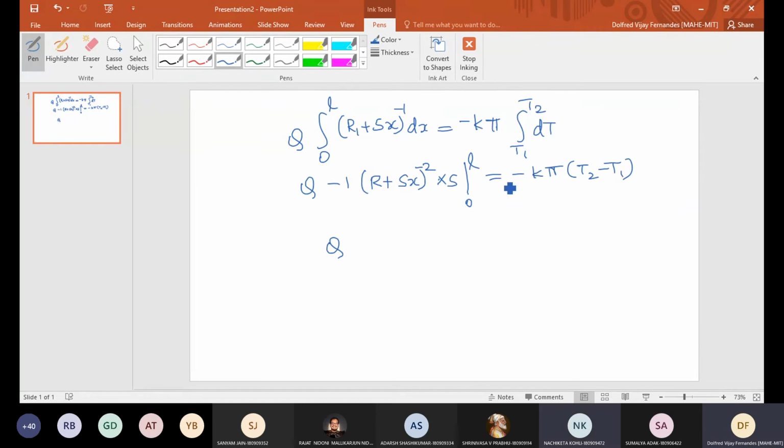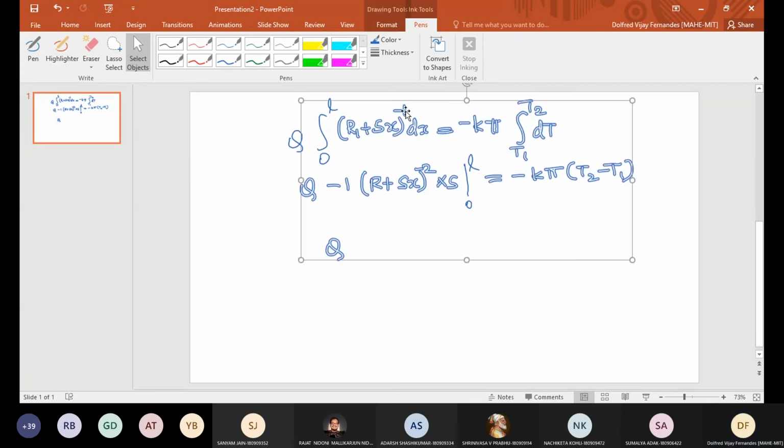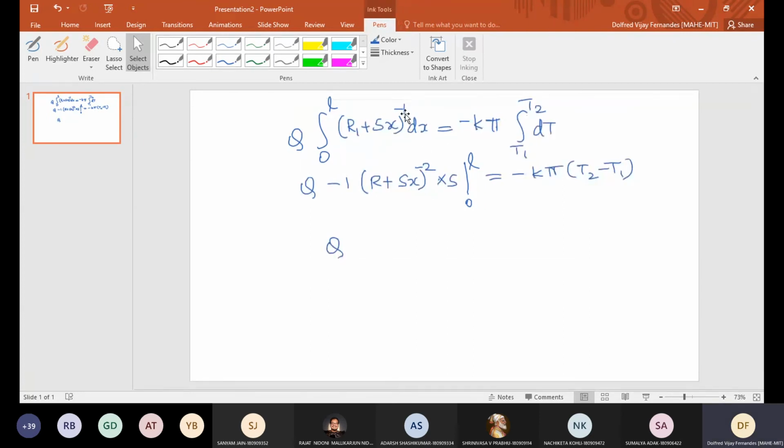So the original equation was Q equals the integral of dx by (R1 plus Sx) square, right? Oh, sorry, it's not raised to the power 1. It's squared, so yes, minus 2 it is. Okay, let me change here itself. Minus 2. So what will happen here? We have 2 minus 2.